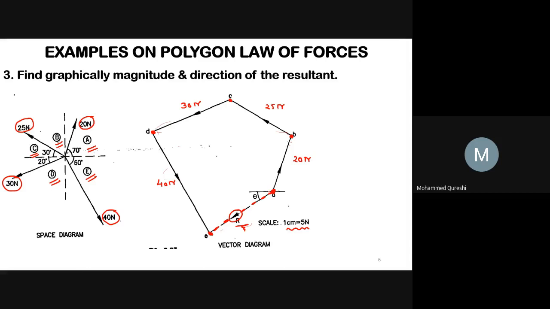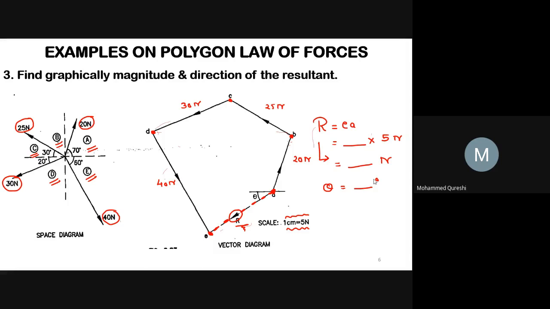So you will get the value of theta according to the protractor. In this way, you have to calculate the value of resultant, that is capital R equals EA equals the answer that you will get by measuring this distance by scale into 5 Newton, as we had assumed that 1 centimeter equals 5 Newton. So you will get your resultant over here, and by using your protractor you will get the value of theta to some degree.